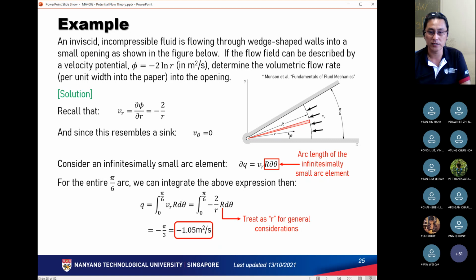So do your integration, and you realize that Q is equal to minus pi over 3. Of course, you can take pi as 3.142 and divide by 3, and you're going to get an estimate of about minus 1.05 meters squared per second for the total volumetric flow rate. It's minus because it's going to a sink. Clearly this is a sink because fluid is moving into a point rather than moving out from a point.